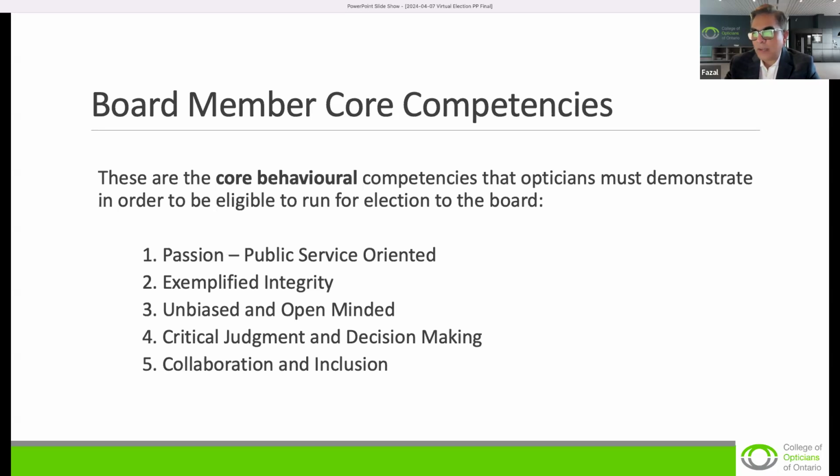So for the first one, passion, that there's a passion to serve the public interest. Exemplary integrity. We're looking for people because at the end of the day, if your integrity comes into question, the college's integrity comes into question in all the decisions we make. So we are looking for somebody with a high level of integrity, unbiased and open-minded.